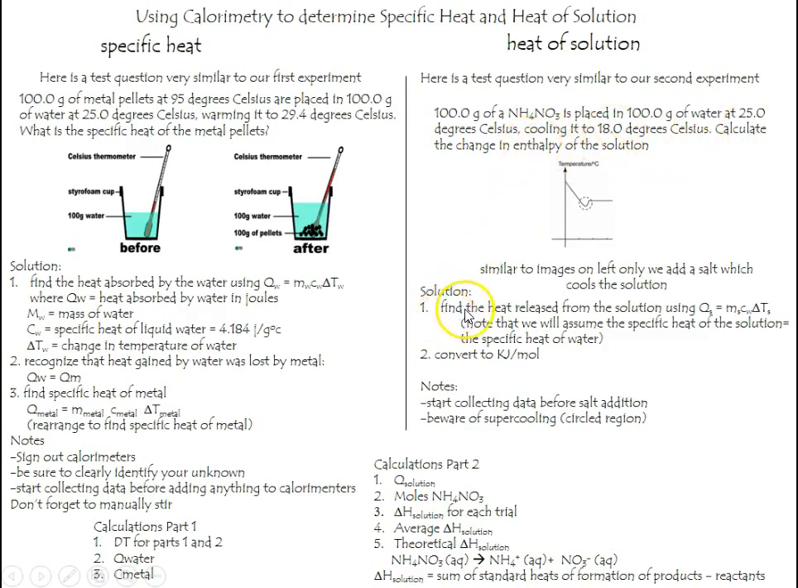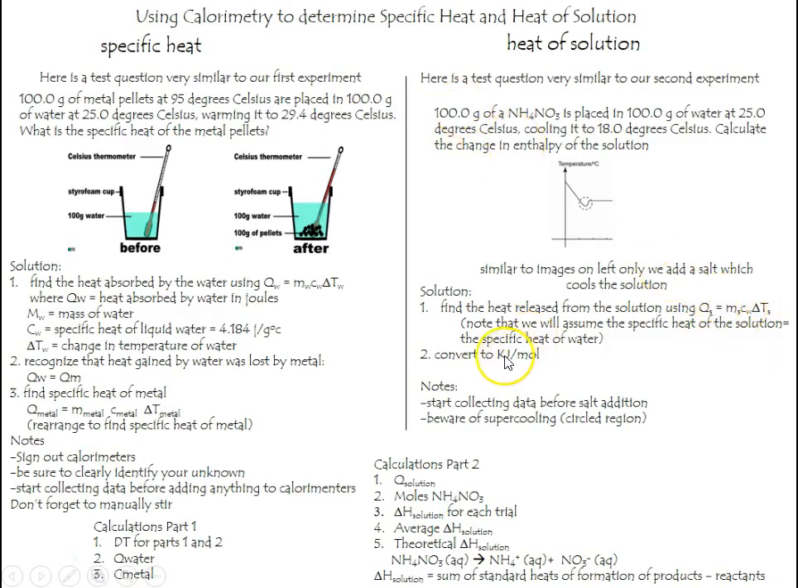Well, here's how we do it. We find the heat released from the solution using Q equals mc delta T. Notice all the S subscripts, so it's always for the solution. With one exception here, we're going to assume that this solution is largely water, and water is the highest specific heat anyhow. And so we're going to use 4.184 for that number. Plug in your data and solve for the heat of the solution. That should give you the number of joules for however many grams you used.